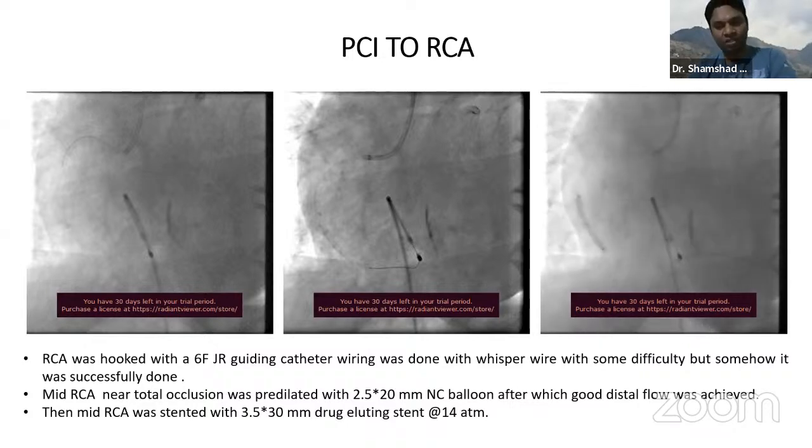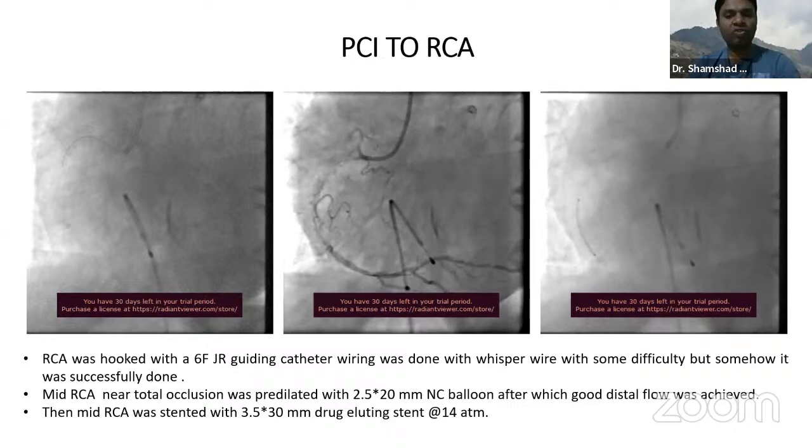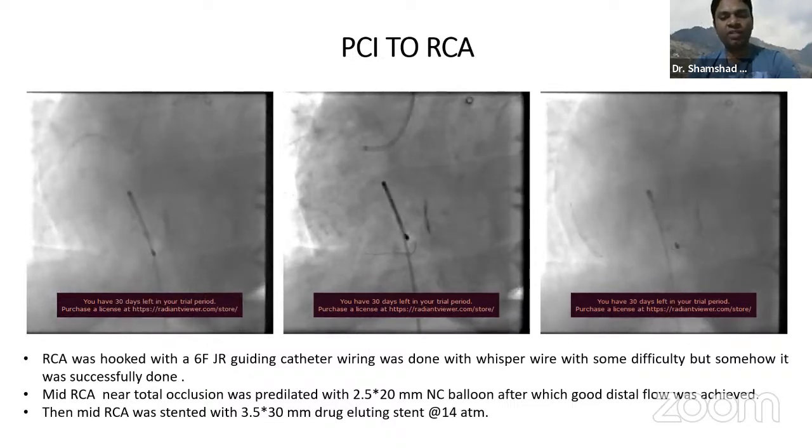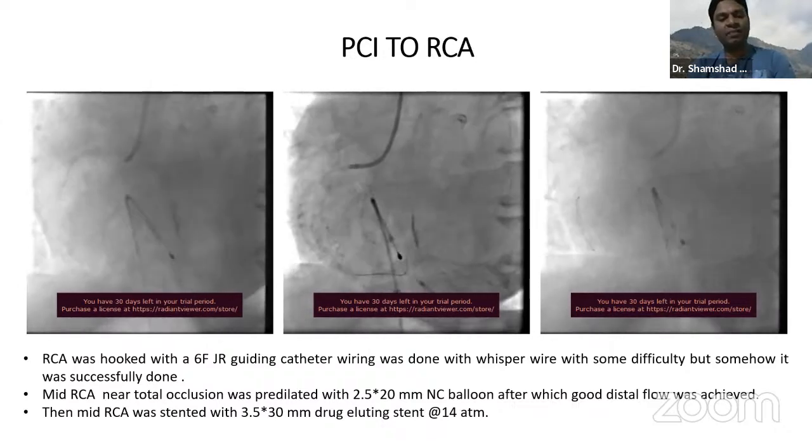Whisper wire was again used. Some difficulty was there, but we wired it successfully. The mid RCA subtotal occlusion was pre-dilated with a 2.5 x 20 balloon. Good distal flow was achieved after pre-dilatation.